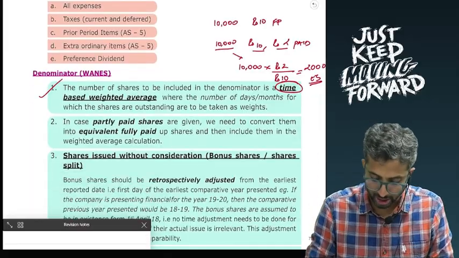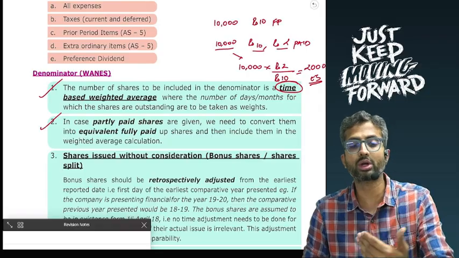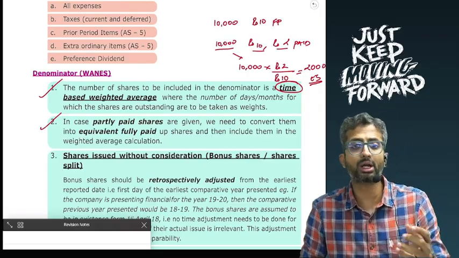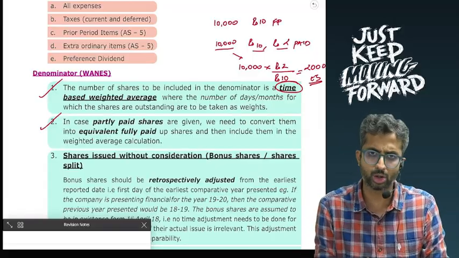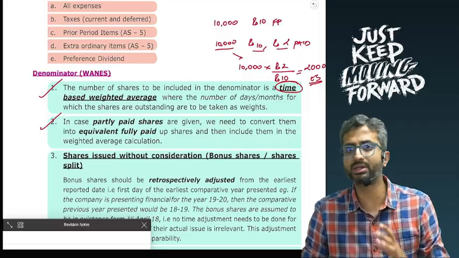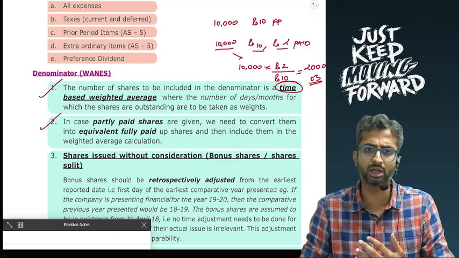Now this is pertaining to the important points to be taken for the denominator, but before you go to more important points, we will also say what should come in the numerator. So basically in the numerator you will take the profit attributable to equity shareholders. Remember, equity shareholders will get profit after all expenses are paid out. It can be salaries, it can be wages, it can be taxes, both current and deferred.